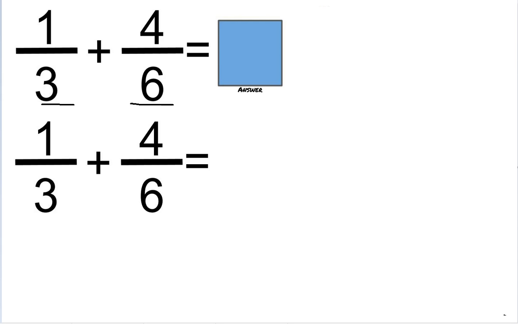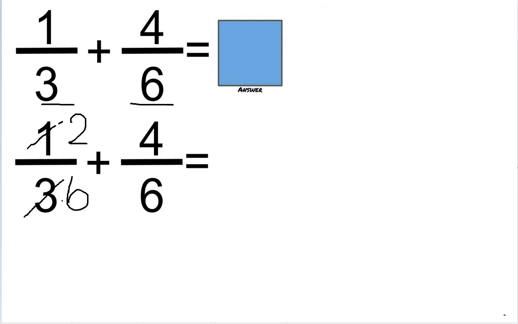So I can see that if I take 3 and I multiply it by 2, I will get 6. Now, as we learned with equivalent fractions, whatever I do to the bottom, I need to do to the top, because my fraction right now, 1/6, is not the same as 1/3. So if I multiplied my denominator by 2, I also need to multiply my numerator by 2. And I know that 1 multiplied by 2 is 2.